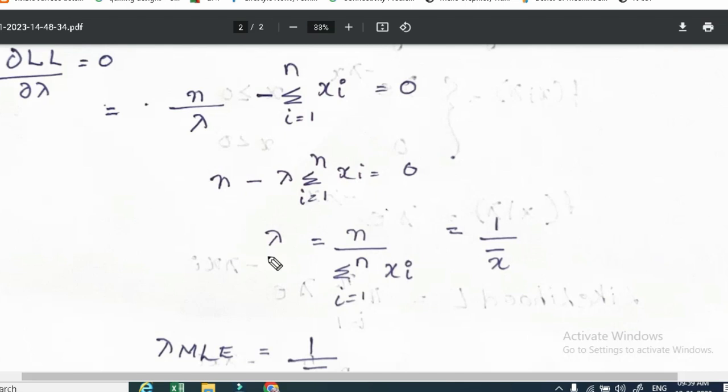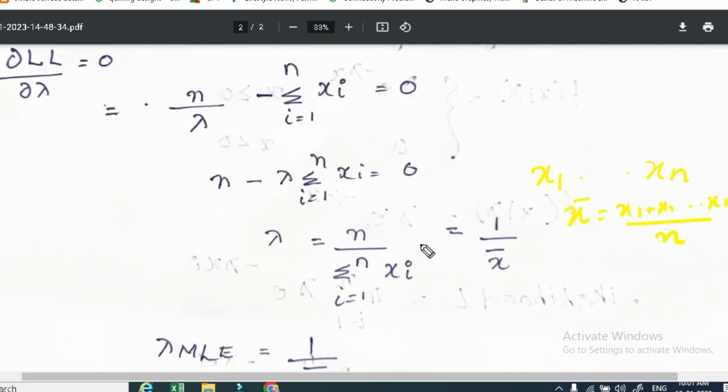Then what will lambda be? Lambda is n divided by the summation of xi from i equals 1 to n, and you can see that this is 1 by mean, the reciprocal of the mean. Let me tell you in detail: if you have data points from x1 to xn, then how do you find the mean x bar? X bar is equal to x1 plus x2 till xn, divided by n. The same thing, reciprocal, is shown here. So how can you write that? That is 1 by x bar. Understood how I wrote this?